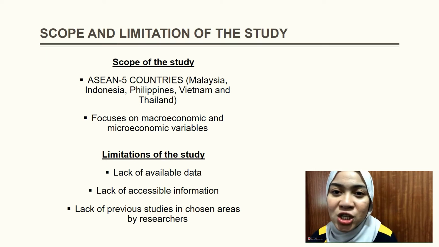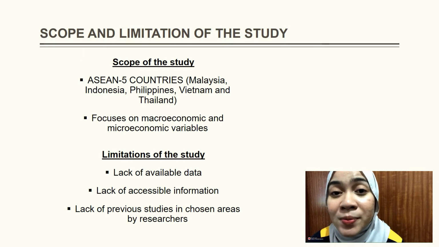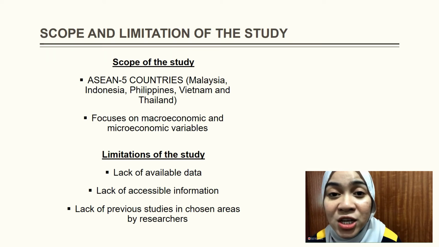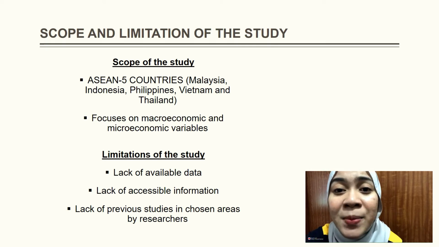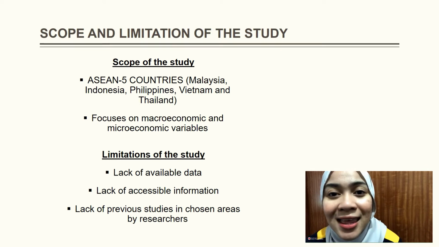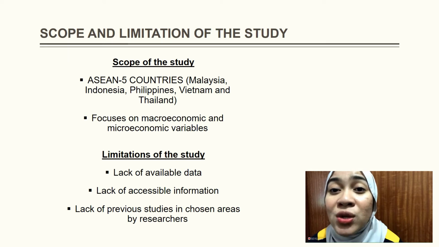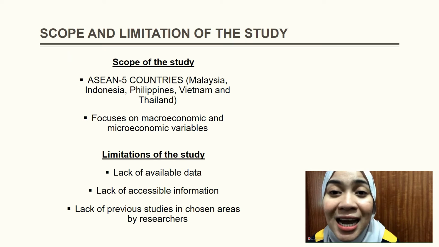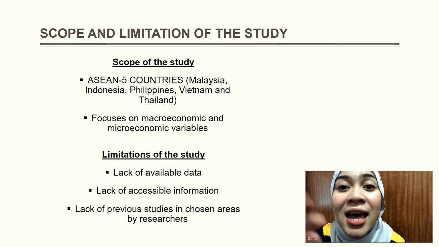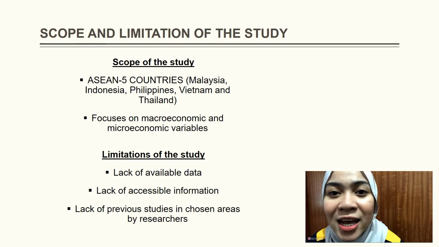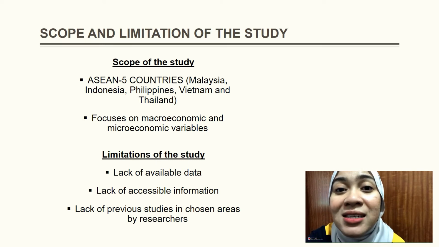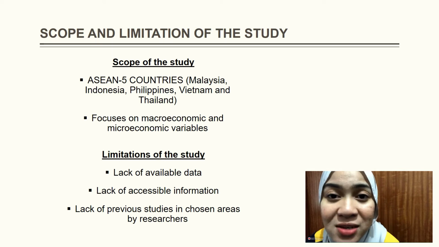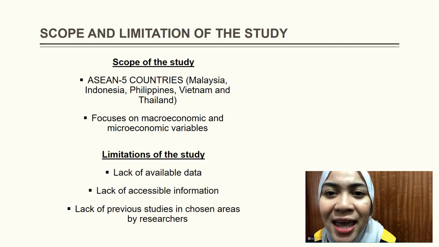Next, the limitations of the studies. First is lack of available data. As our group focuses on 5 Asian countries, we found that there is an obstacle to obtaining information and data on the unemployment rate in these selected countries. Second is lack of accessible information. This happened due to difficulty in accessing scholarly journals, articles, and any related resources for this topic. Third is lack of previous studies in the area chosen by the researcher. In this research, we discovered that there is little similar research conducted by previous researchers, which hinders the credibility and scope of our studies.